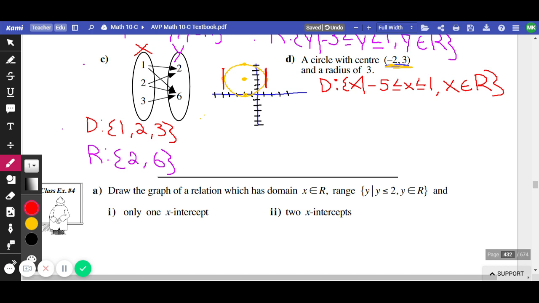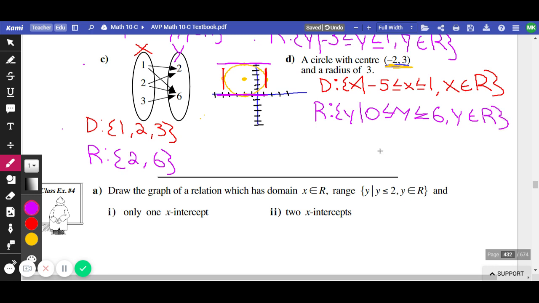Range, lowest, highest. Switch colors. Follows the same format. Range is y such that the lowest y value I have is right there. It's at 0. Less than or equal to y, less than or equal to the highest point it ever goes. It's up there at 6. Then you say y is an element of the reals. That's domain and range.